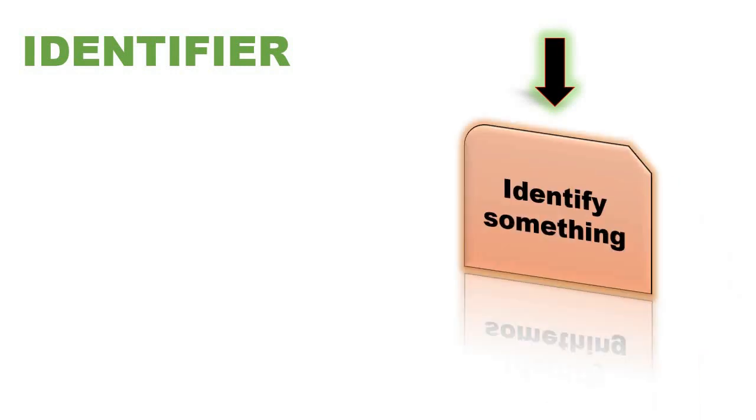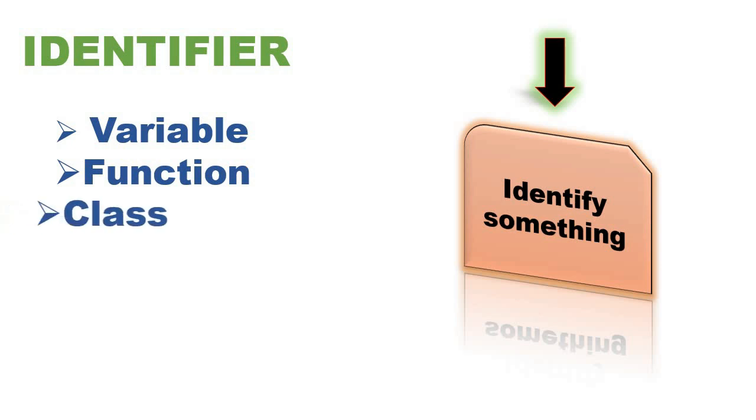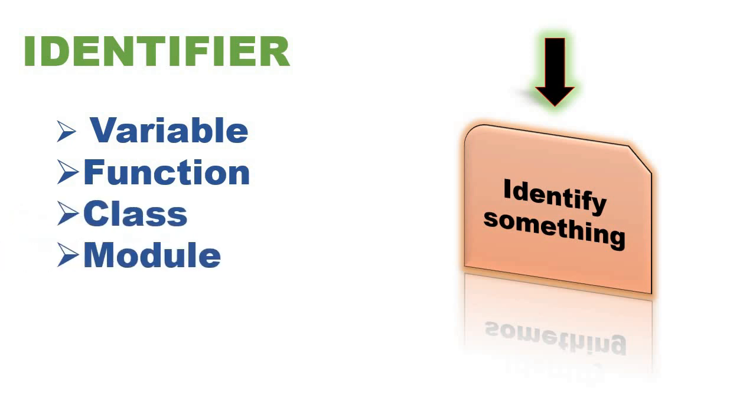Wait. Before that, we have to see what is meant by an identifier. The name identifier itself suggests that it is used to identify something, like our name. Because a name is used to identify a person, right? Likewise, in Python also, it refers to a variable name, function name, class name, module name, or object name.